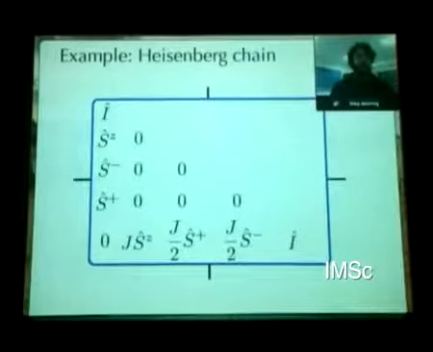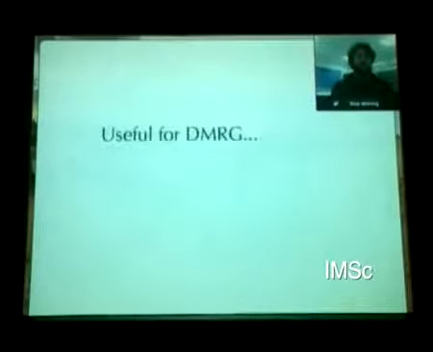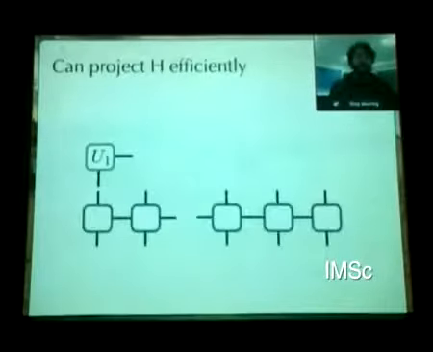Just as we have a pair of S^z's, we also have a pair S plus, S minus, and S minus, S plus. And you see the couplings are there at the bottom. So that's all for that. The reason this is really useful for doing DMRG with matrix product states is that it has the local character that you need to be able to work efficiently with your Hamiltonian. So the next slide shows that.